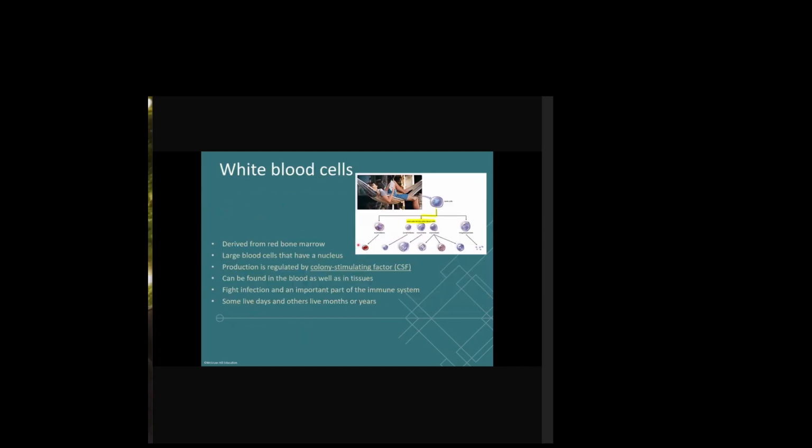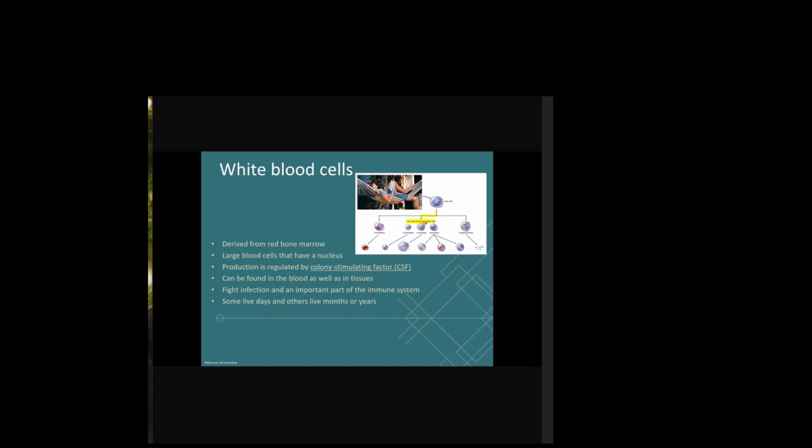Now let's look at white blood cells. Many times you say red blood cells are made from stem cells in the red bone marrow, because you see red bone marrow. But remember, white blood cells are also derived from the red bone marrow stem cells. Instead of erythropoietin stimulating these stem cells, something called colony stimulating factor stimulates them to produce white blood cells.